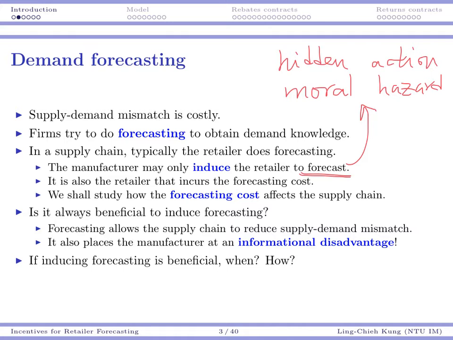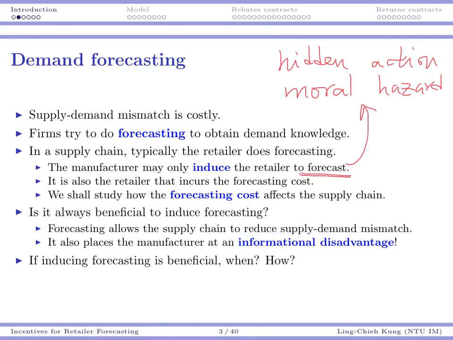There are obviously many different outcomes on how a forecasting action affects the system from many different perspectives, and here are two of them. If the retailer does forecasting, then the retailer, or the system as a whole, can reduce supply-demand mismatch. From the system's perspective, the system basically will become more efficient, so the total channel profit would become larger.